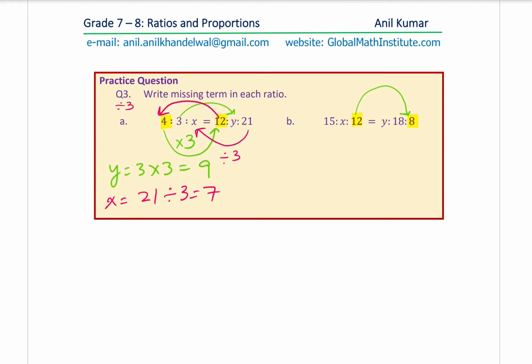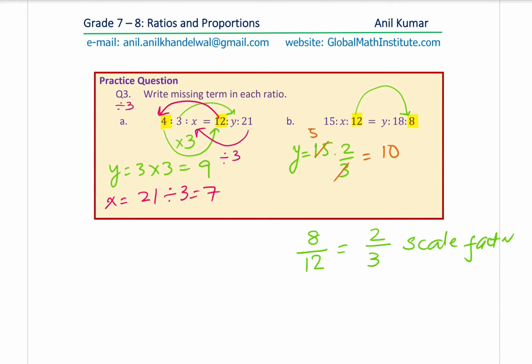So let's do it once again. When you go on this side, it is 8 divided by 12, which you can divide by 4, we get 2 over 3. So 2 over 3 is your scale factor when moving right. So to get the y value, y equals 15 times 2 over 3. Now you can simplify this. It goes 5 times, so y is equal to 10. Do you see that? So we get the value of y as 10.